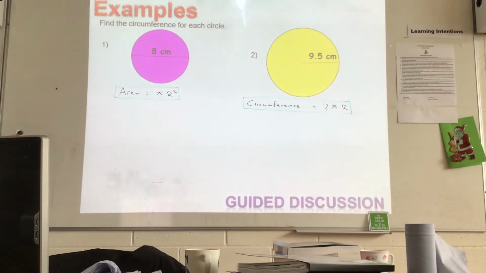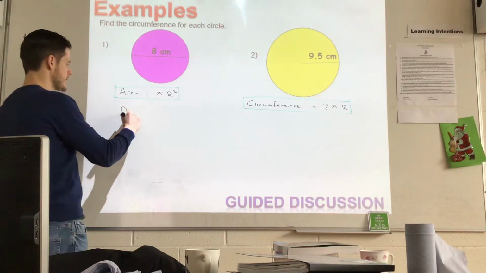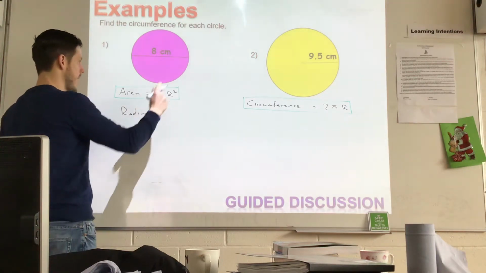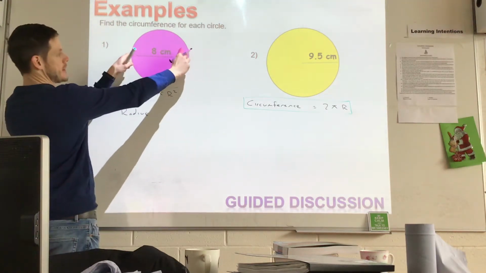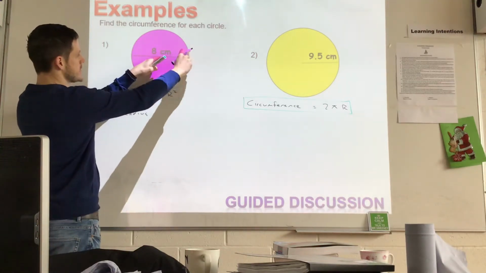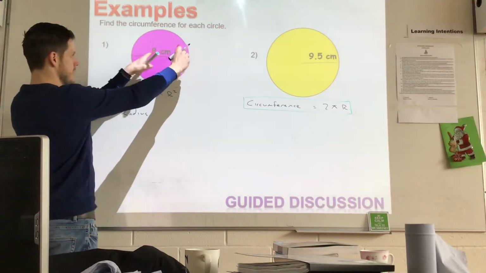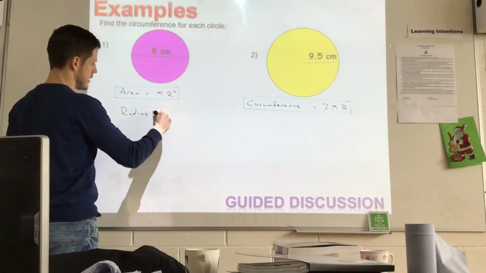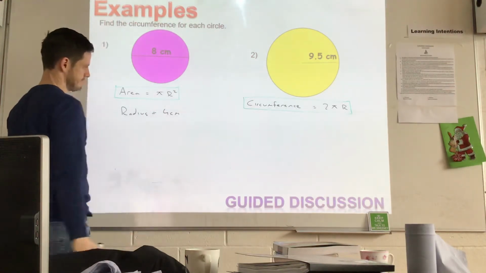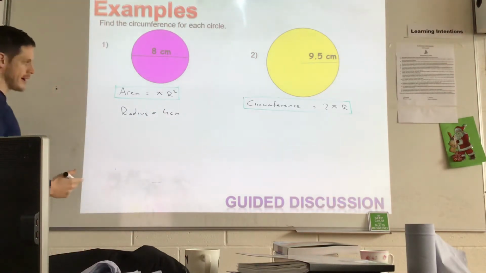First thing we need to do is figure out the radius. So remember, the radius is from the center to the edge, so it's half the diameter. That there is the diameter. So if that's 8, then the radius of that is 4 centimeters. And again, we just sub it into our formula.